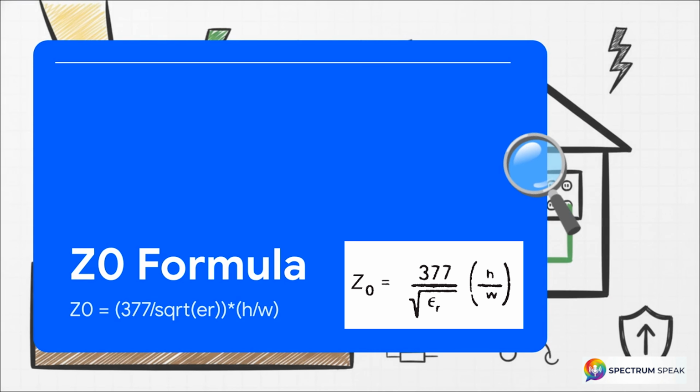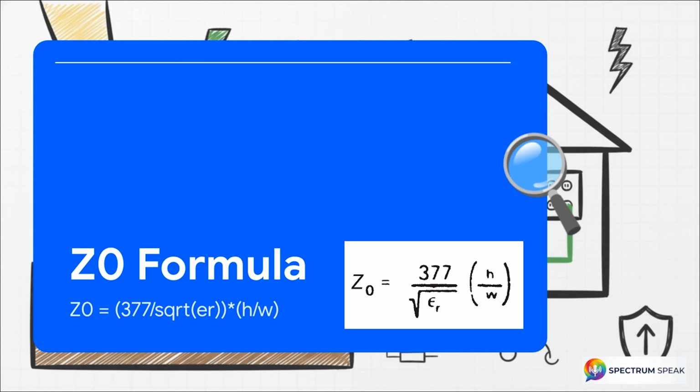Let's break this mathematical expression down completely, step by step. Z0, our characteristic impedance measured in ohms, equals 377 divided by the square root of ER, all multiplied by H divided by W. What does this physically mean? Well, 377 is a constant. It represents the intrinsic impedance of free space. The ER in the denominator is the relative dielectric constant of your insulating material.